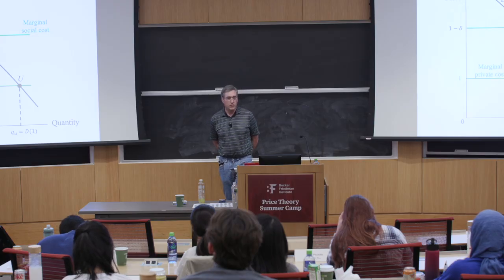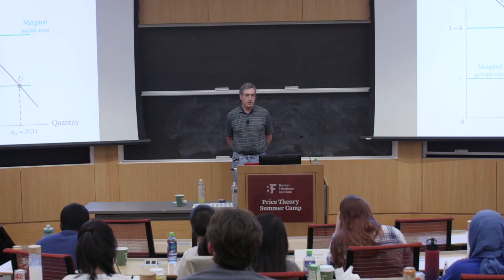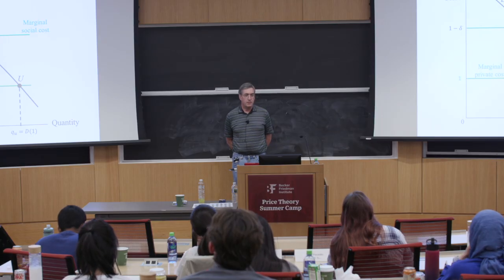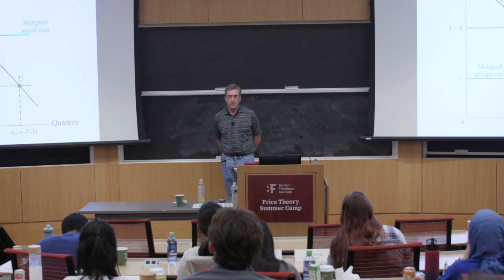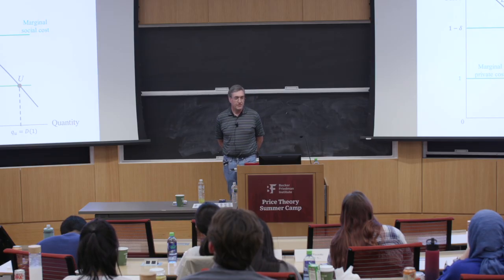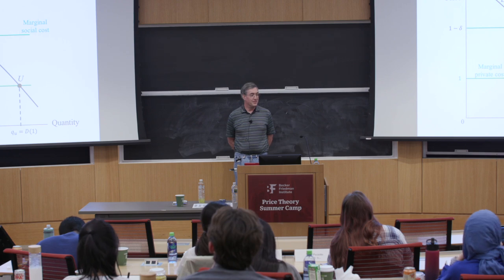So what do you think indifference curves for the consumer would look like in this picture? Combinations of price and quantity that they're indifferent between. Would they slope up or slope down?